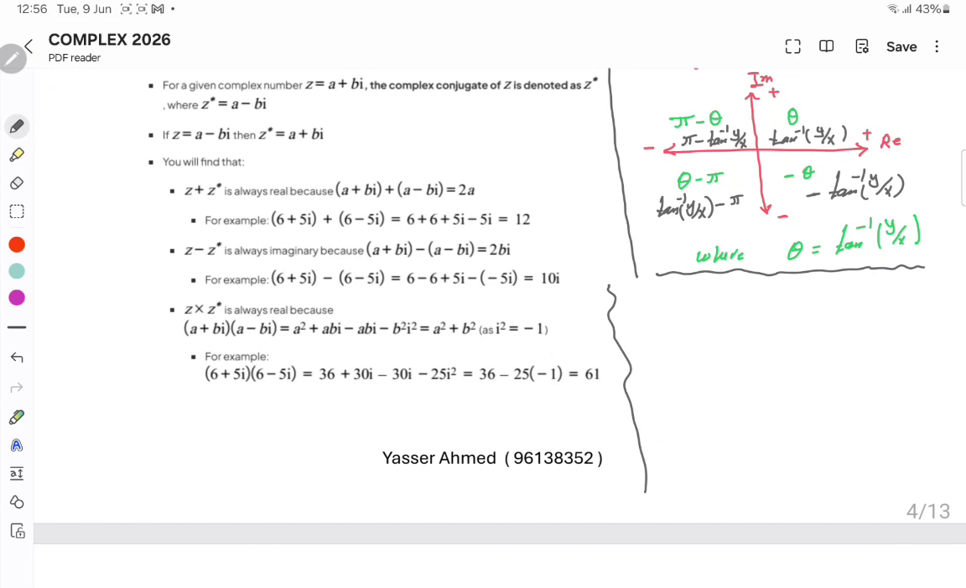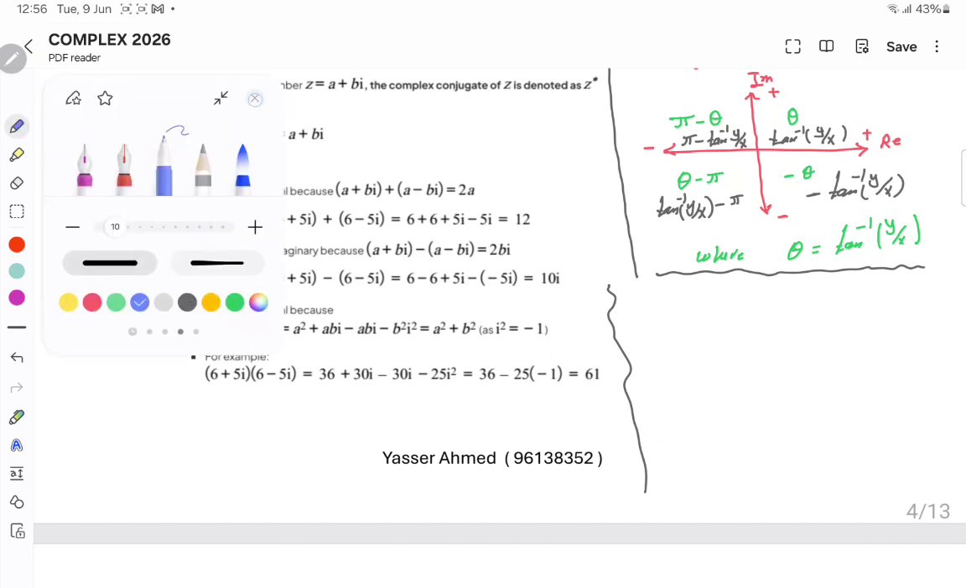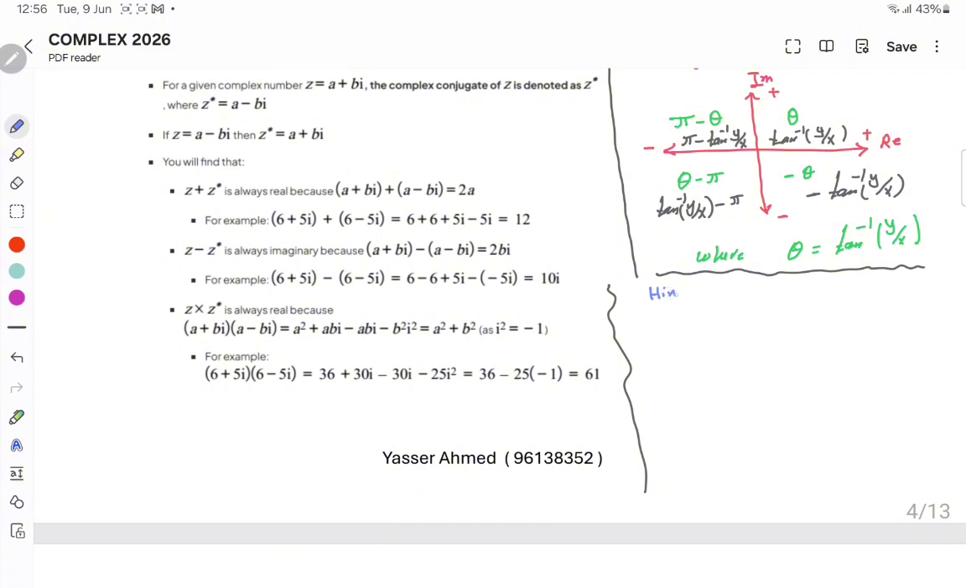Now I have a very important hint. If you have z equal to x plus iy, the conjugate of that complex number will be x minus iy. So in general, the sum of a complex number and its conjugate, for any number, is equal to 2 times the real part only.